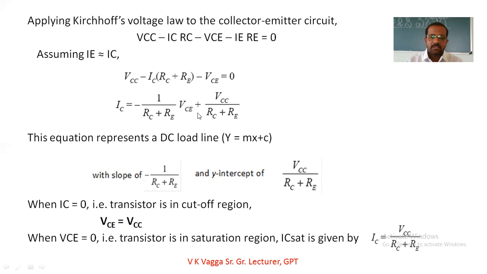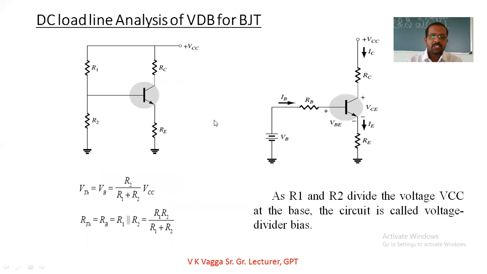I think you have understood this. It's a very simple simplification. I'm going to take this to the RHS side; the positive is converted into negative, which is equal to IC into (RC plus RE). After that, I'm going to take RC plus RE to the denominator side. So I get the equation IC is equal to minus 1 divided by (RC plus RE) into VCE plus VCC divided by (RC plus RE). And this equation represents the DC load line. So our intention is to obtain the DC load line analysis.